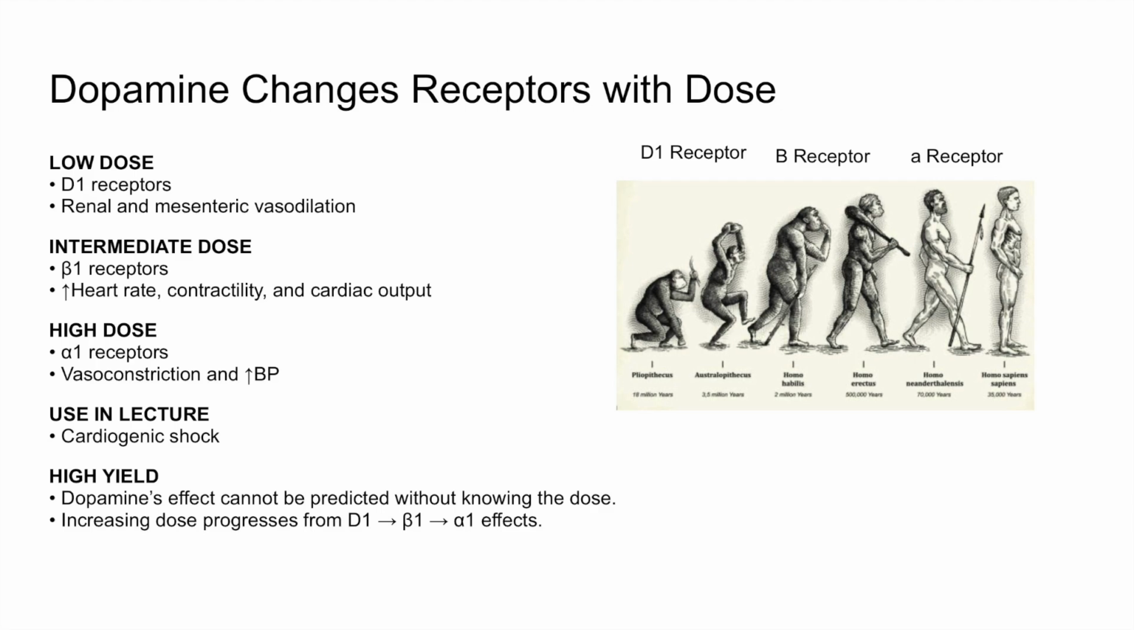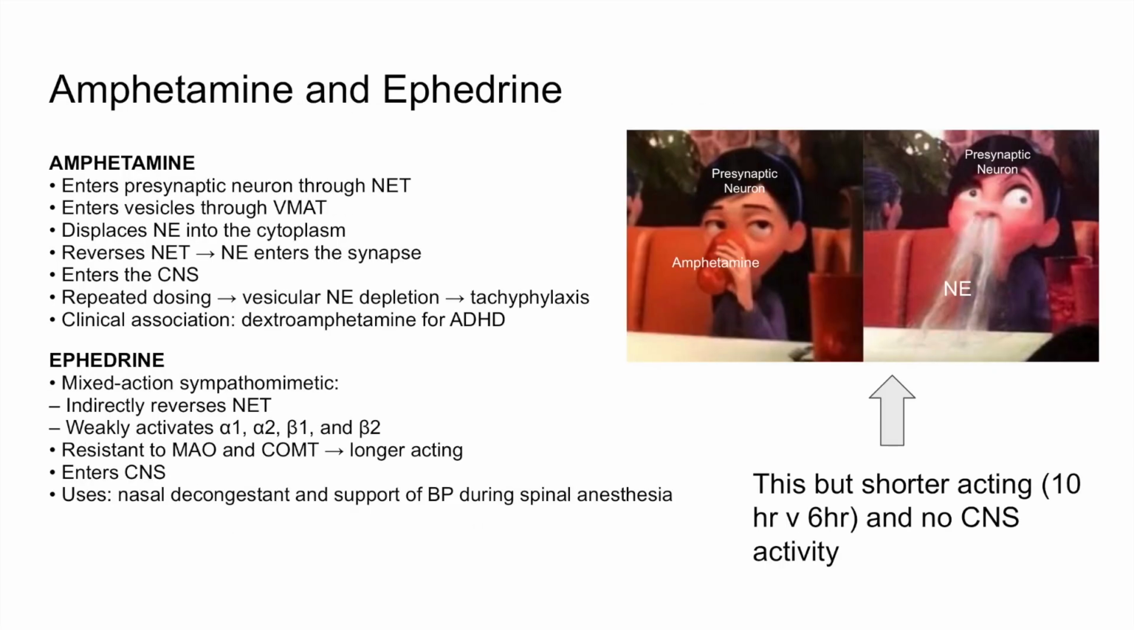So this sequence can be remembered by going in reverse alphabetical order. Okay, so it goes D, B, and then A. All right, so not much more to say there. Just knowing what each of those receptors do, and other than that, there you go. All right, so next we have amphetamine and ephedrine.